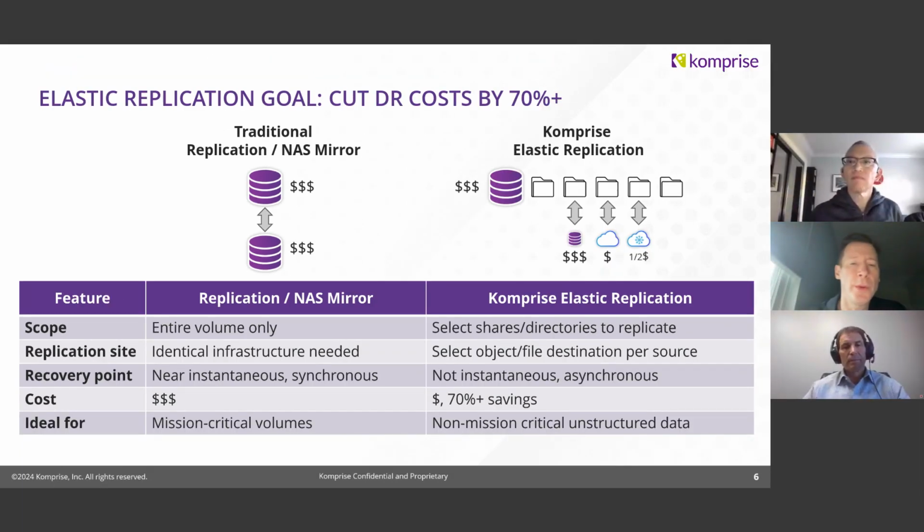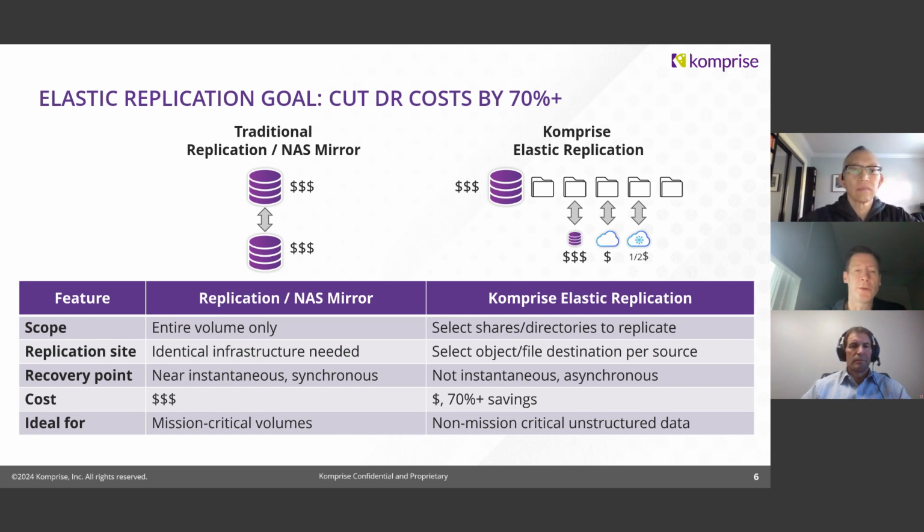But we know we're not trying to go and be a synchronous replication solution. Back to the point about, hey, NAS mirroring is too expensive, or maybe there's some of our data that is non-mission critical that we need a replication strategy for. So when you look at what I would define as best in class replication NAS mirroring, it's typically entire volume only. You need an identical infrastructure to mirror, right? It's near instantaneous and synchronous, usually very expensive, and ideal for mission critical volumes.